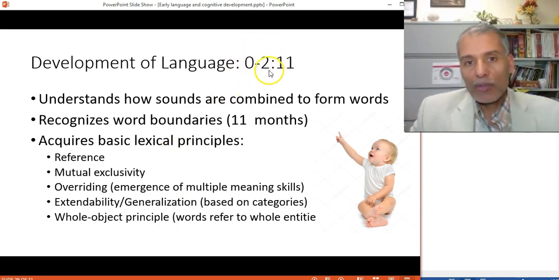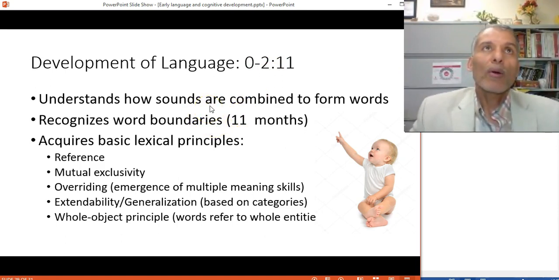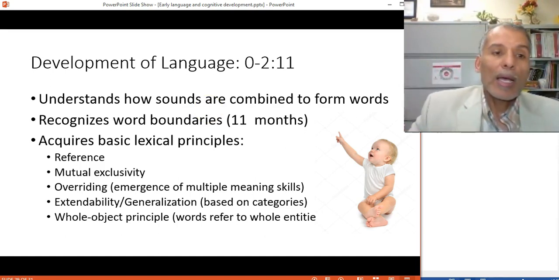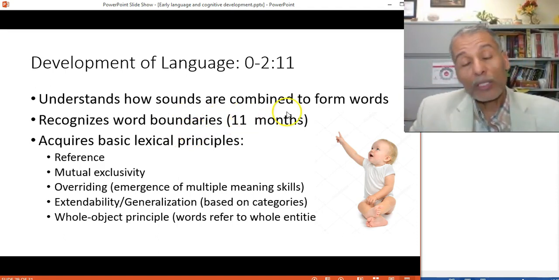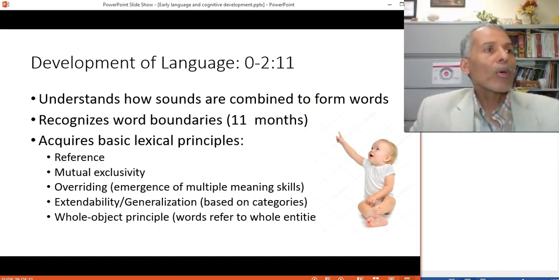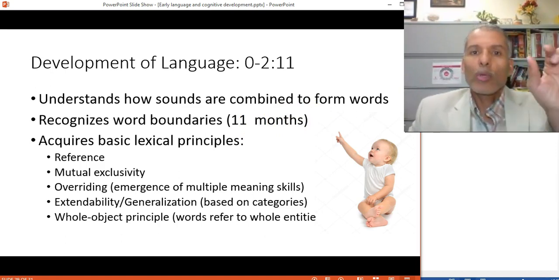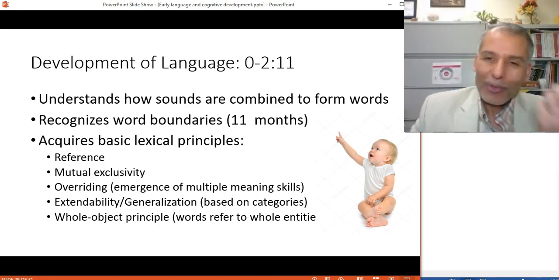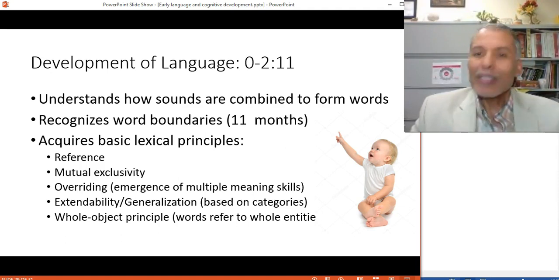In this stage, in the preschool stage, of course, the baby understands how to combine single sounds to make words, and also they recognize word boundaries, as I mentioned before. By 11 months they understand when you say something, the dog went out, that dog is one word, went is one word, out. But they still take some words that we blend together as individual words, like I got you, or what's up. They take that, for example, as one word.